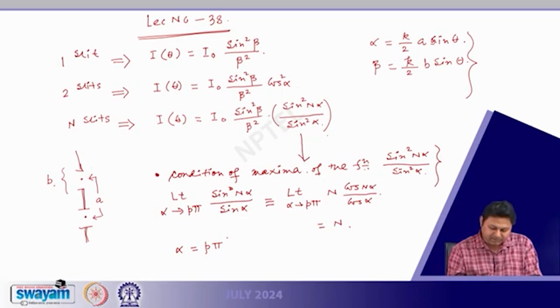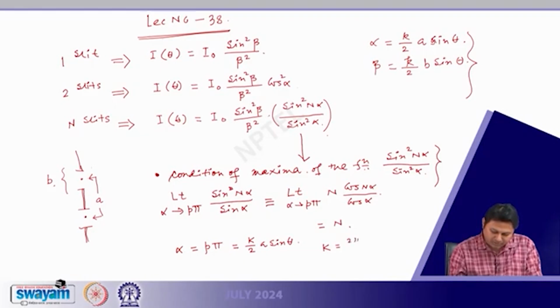If that is the case, then because alpha is k by 2 a sin theta, and this is the condition of maxima, and k is 2 pi divided by lambda, simply by putting this in, we have a sin theta equal to p lambda.